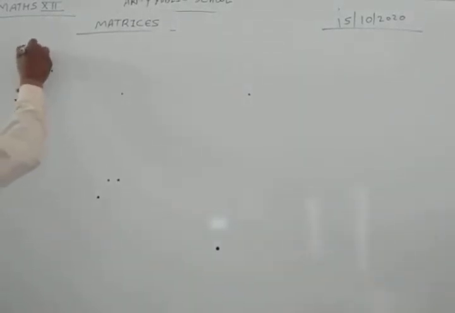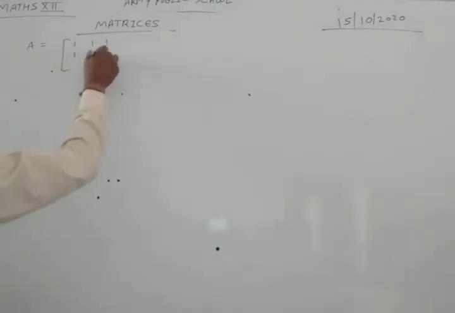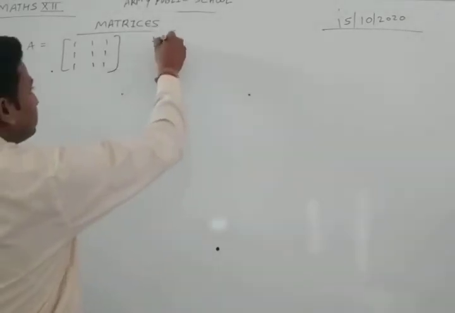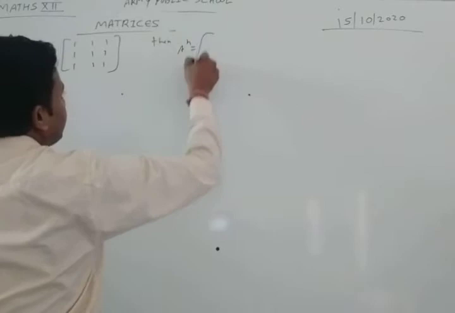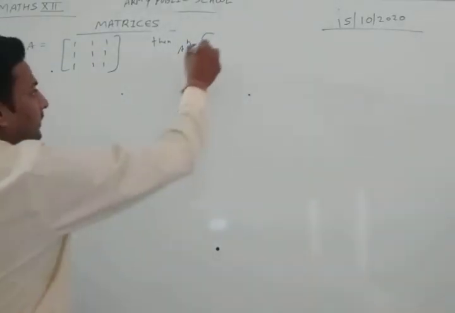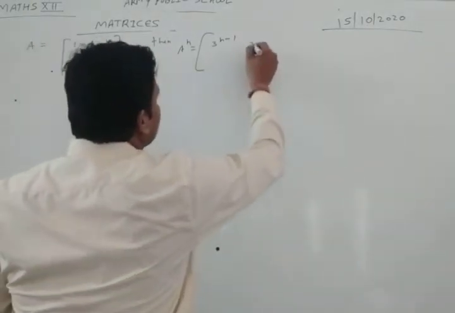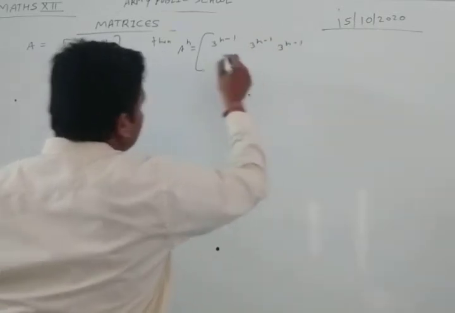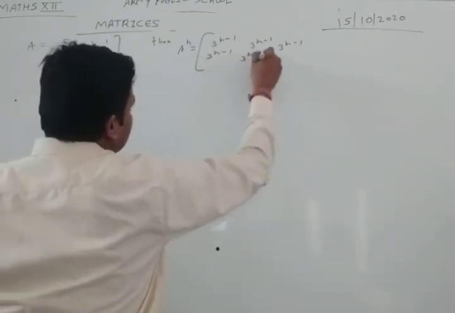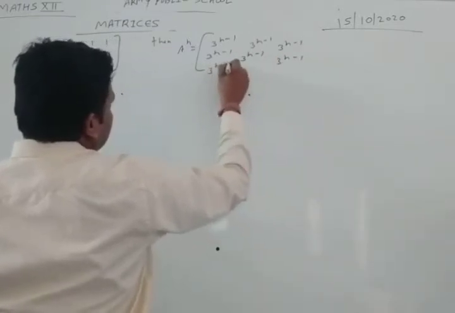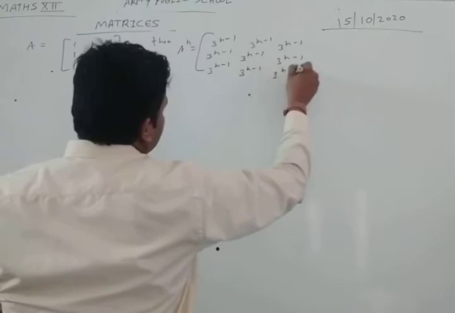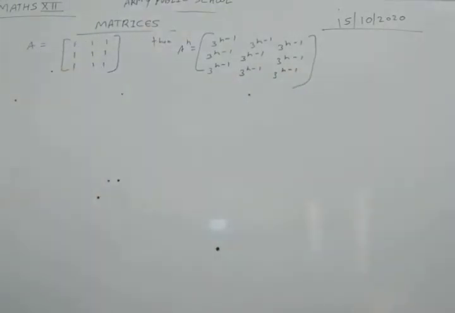If A is equal to the matrix [1, 1, 1; 1, 1, 1; 1, 1, 1], then prove that A to the power n is the matrix with every entry 3 to the power n minus 1. So we have to prove this.